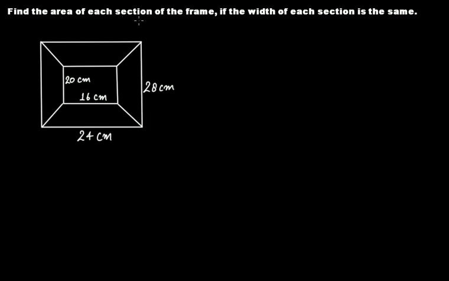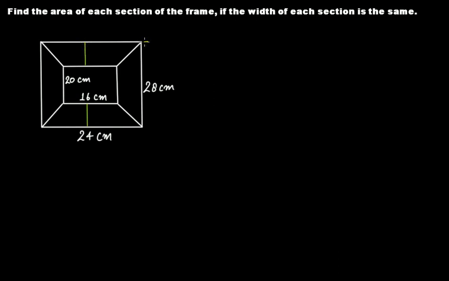Find the area of each section of the frame if the width of each section is the same. Okay. The outer section is actually a rectangle. The inner section is also a rectangle because the length here is 24 and the breadth is 16. The outer is 28 and 20. Now, the question says that the width of each section is the same. So if the width of each section is the same, in this case, the width will be this one, and in this case, the width will be this one.